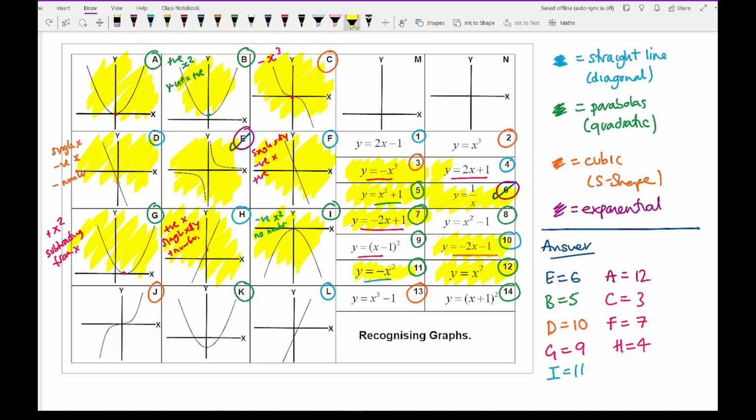And I can see I forgot to circle those ones. I don't think I have 9's been used. So running out of graphs slowly. With J, again, here we're looking at an S shape that crosses through, so I'm looking for a positive x cubed with no number being added or subtracted, and that's going to be 2. So J equals 2.